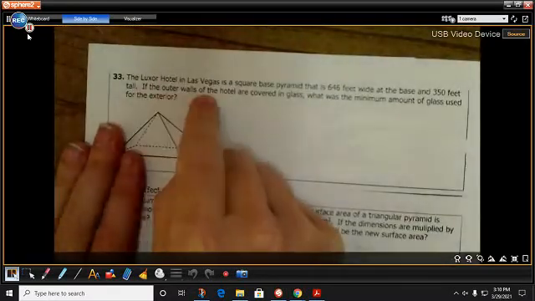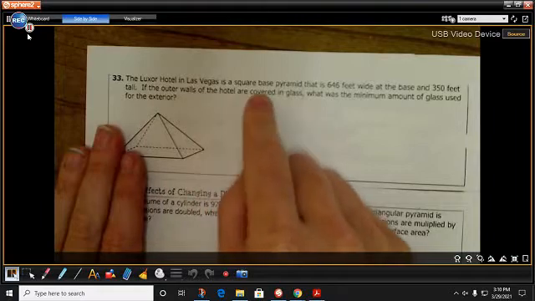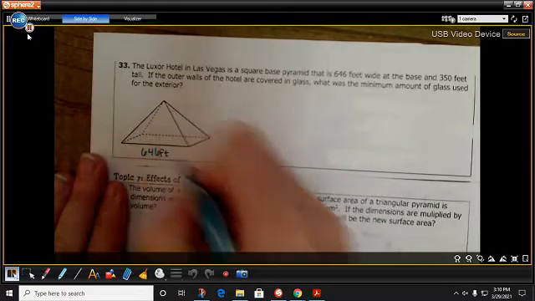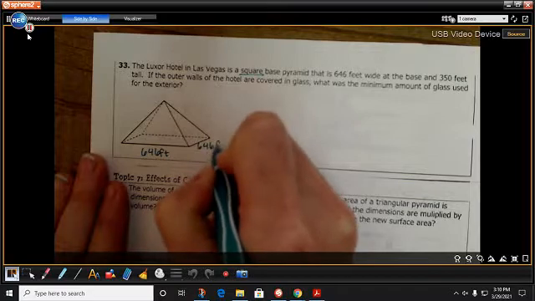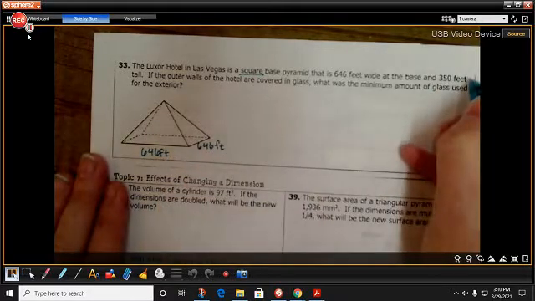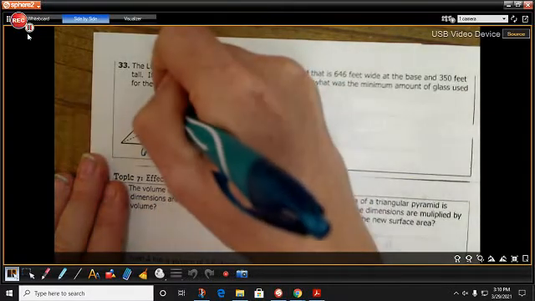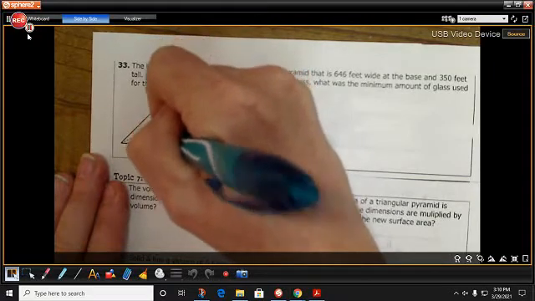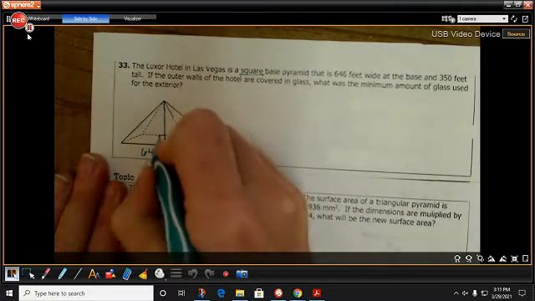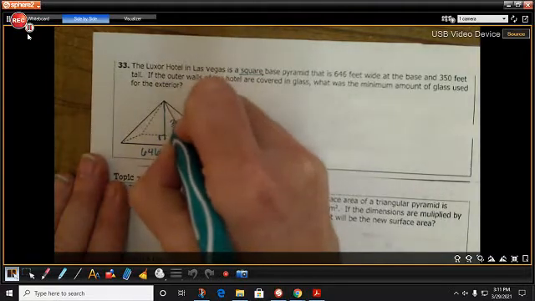Okay. Turning over now. The Luxor Hotel in Las Vegas is a square-based pyramid that's 646 feet wide at the base. So this is 646 feet along here. And since it's square, this will also be 646 feet. And 350 feet tall, which as we know, height is going to be perpendicular from the top down to the middle here. And that will be 350 feet tall.